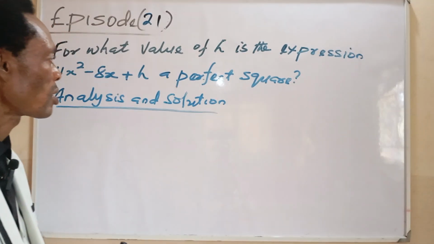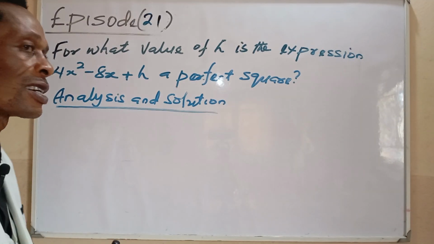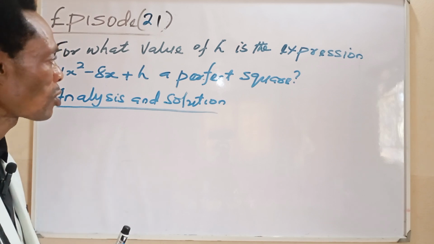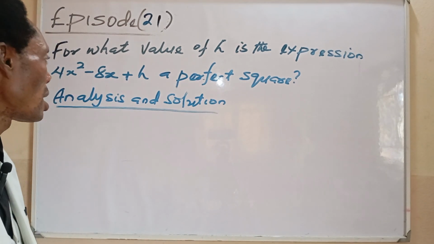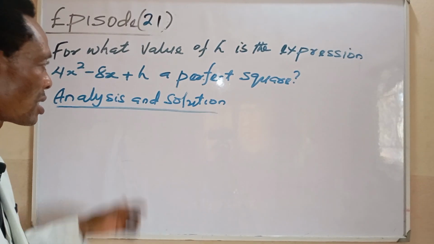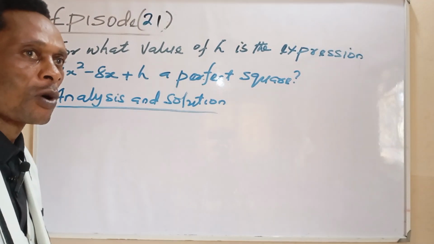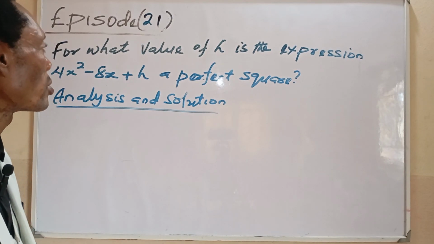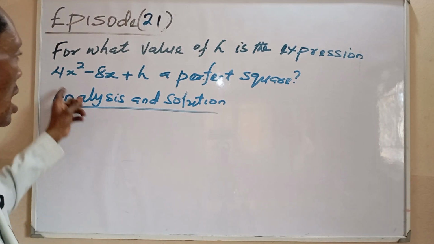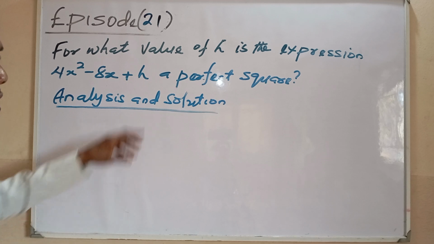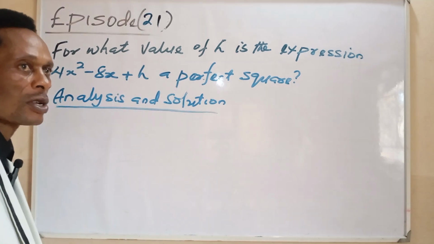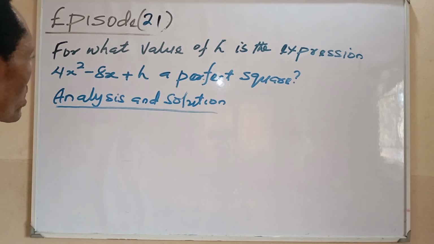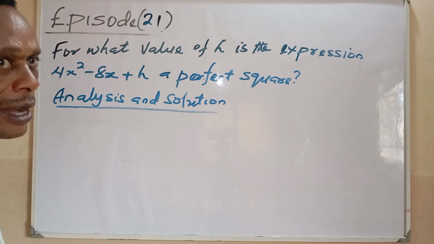Okay, so this question is from quadratic, and quadratic is from the topic known as algebra. This is a quadratic question in which we are asked to find a value that could make the expression a perfect square. The value here will be h. So when a question like this is given, without waste of time, we start in this manner.